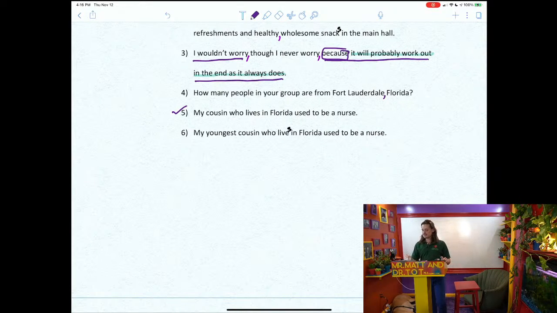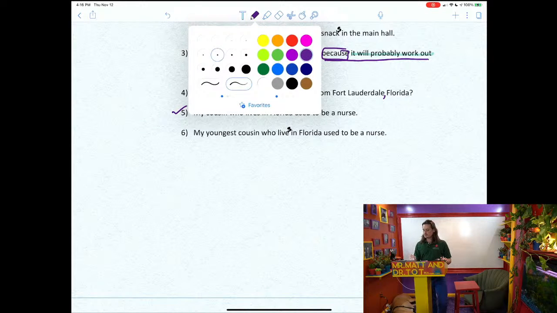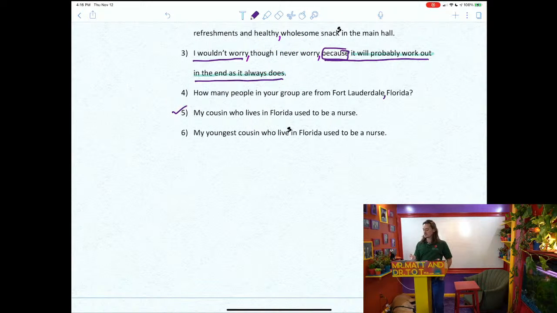Now in contrast, number 6, my youngest cousin, who lives in Florida. Now we have the superlative adjective youngest, which is only one person. So I've already identified, I know the individual of whom we speak when I say my youngest cousin. So the phrase who lives in Florida is actually now non-essential information and therefore must be surrounded by commas when it occurs mid-sentence.